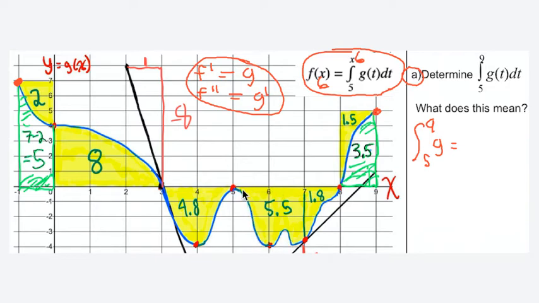Now this area right here goes from x equals 5 to x equals 7. It's shaded in yellow. Is that area below or above? Well, it's below. The overall area of that is 5.5, but as a signed area, is it positive or negative? It's negative because it's below the x-axis. So that would be negative 5.5. This should be horizontal, but because I'm running out of space, I'll do it vertically. This area here is negative 1.8.